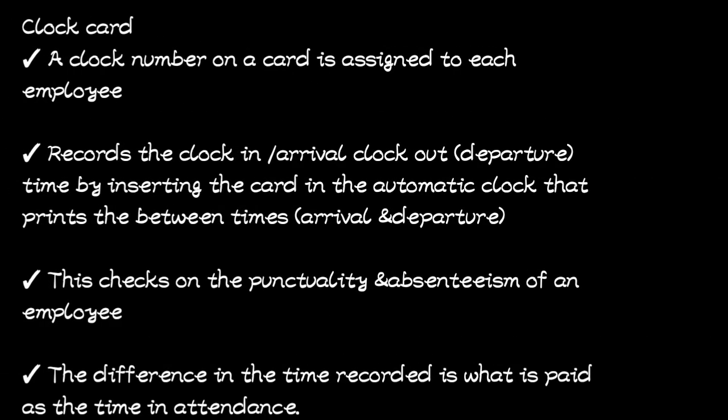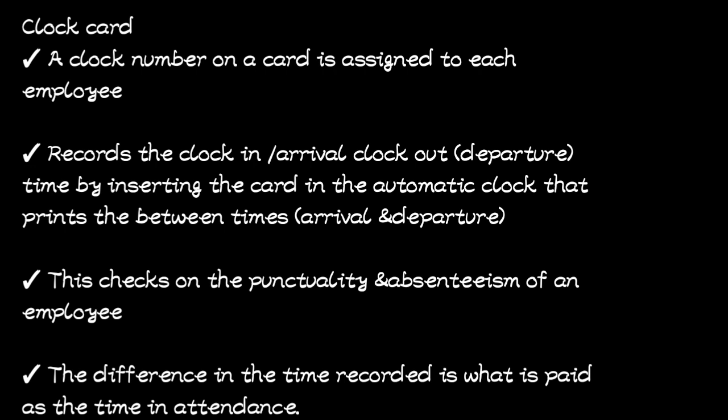Another document we have is the clock card. A clock number on a card is assigned to each employee. Companies that have those machines, when you are new to the organization, they give you a number. Maybe your number is 216. So every time you come to clock in, when you arrive at work, your number shows that this person with this card number has clocked in. Then when you're leaving work, you still clock out. So they calculate the difference between when you clocked in and when you clocked out.